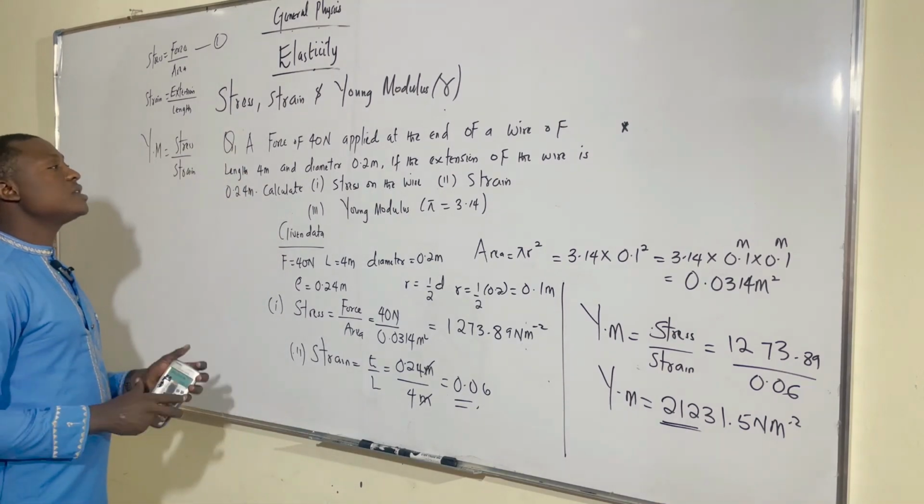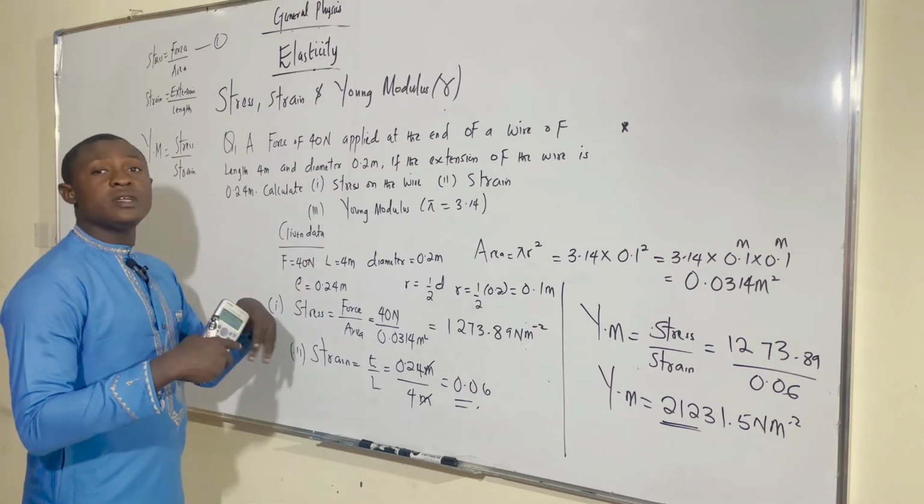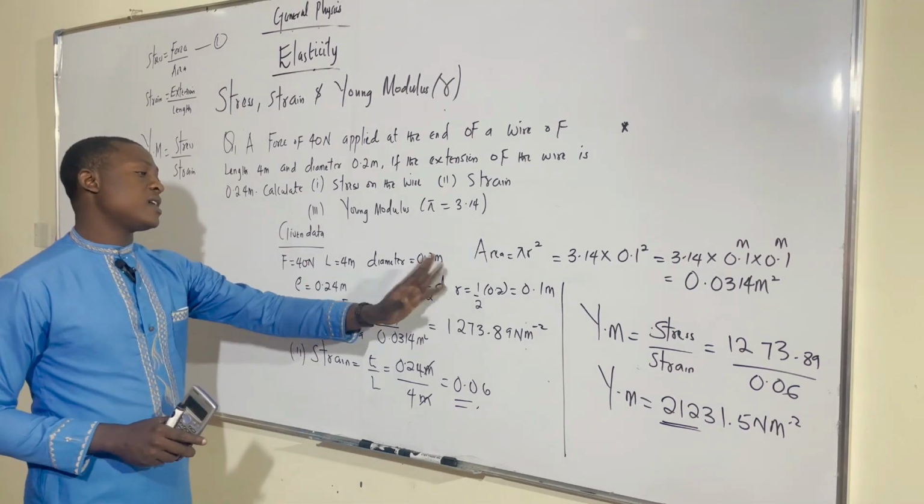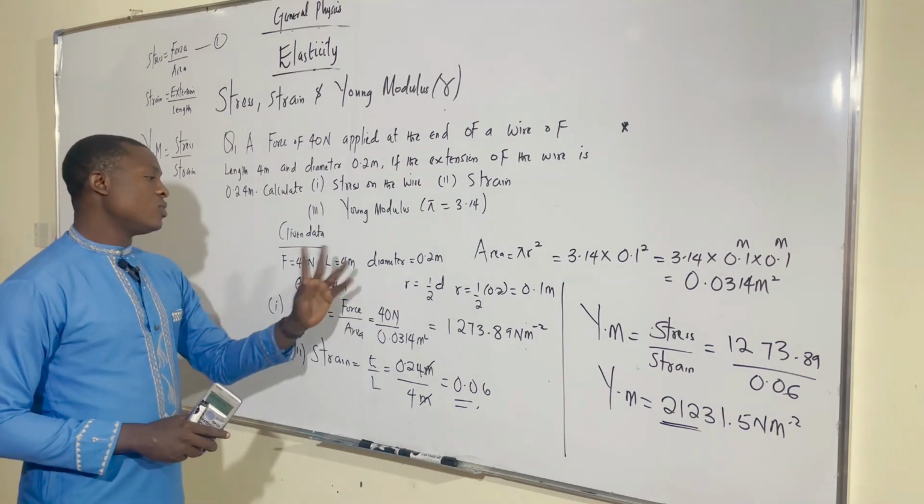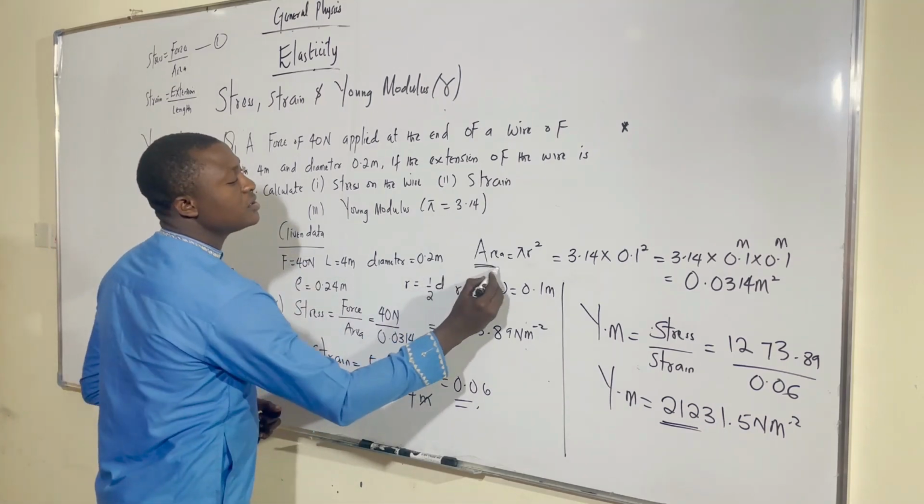In some situations, we are given the diameter. In some problems, when we're given the value of the area directly, you don't need to find anything like radius or anything related to diameter. Just apply the value given for the area.